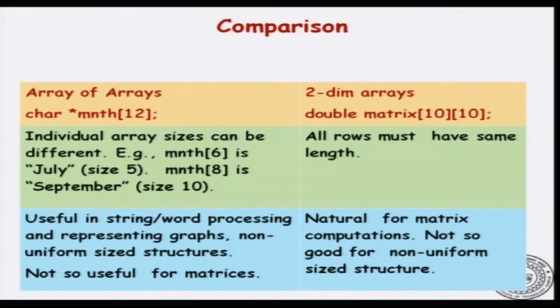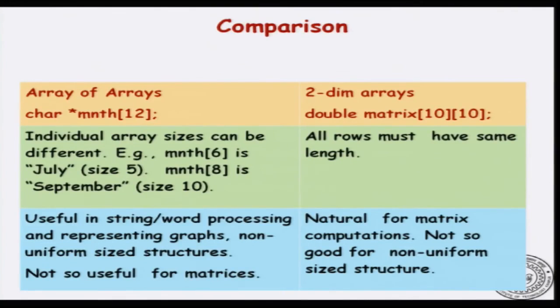Okay. So, in comparison between array of arrays and 2-dimensional arrays, on the one hand, individual array sizes can be different in the case of array of arrays. In the case of 2-dimensional arrays, all the rows must have exactly the same number of columns. So, array of arrays is useful in a lot of string processing routines, in representing graphs and things like that. But 2-dimensional arrays are more advantageous when you deal with matrices, because mathematical matrices typically have a fixed number of columns.